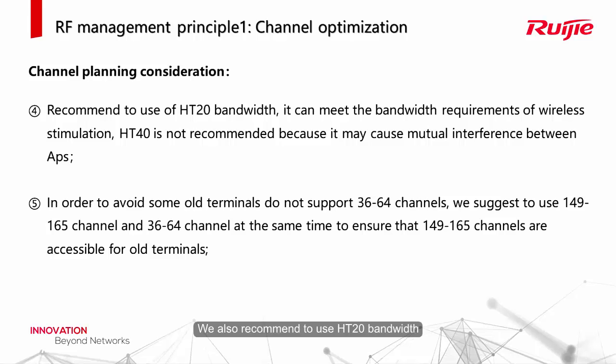We also recommend to use 20 MHz bandwidth. 40 MHz is not recommended in the real environment. It may cause mutual interference between APs. Maybe some old terminals do not support 36 to 64 channels in 5G. So we recommend to use both 36 to 64 and 149 to 165 channels in 5G to ensure all the terminals can access to 5G.